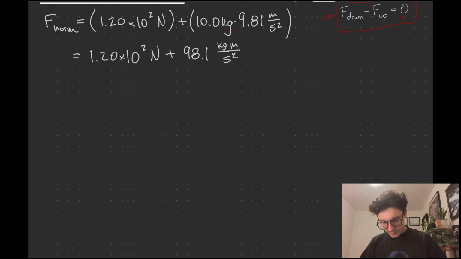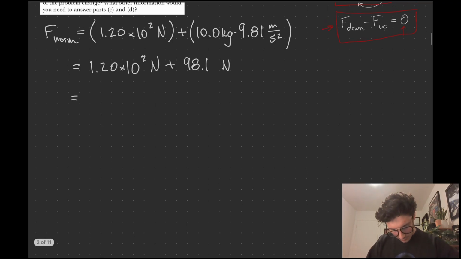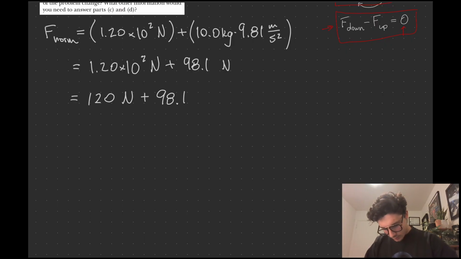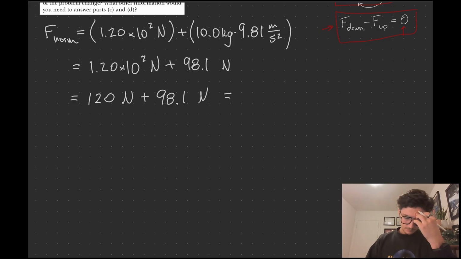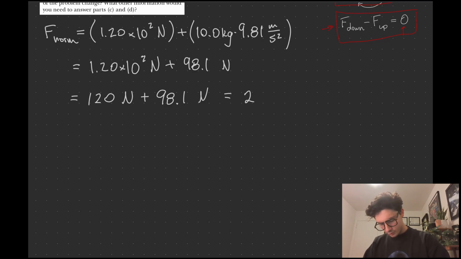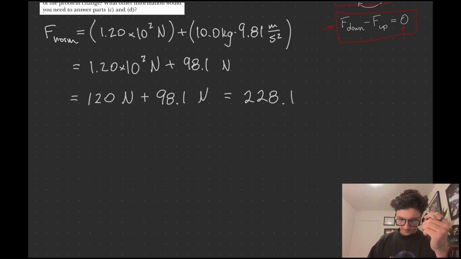So we can actually convert this entire thing over here to newtons, all right? And now we can combine these two things together. I don't really like scientific notation, so I'm going to just multiply this by 100, which gives me 120 newtons, plus 98.1 newtons, and this gives me, let's see, 198 plus 20 is going to be 228.1. Is that true, or am I tripping?